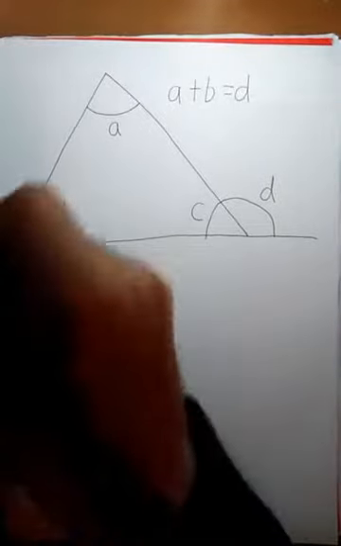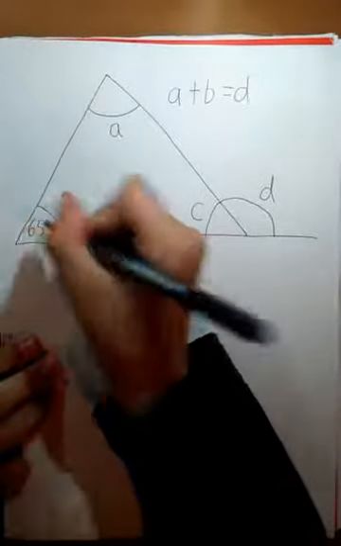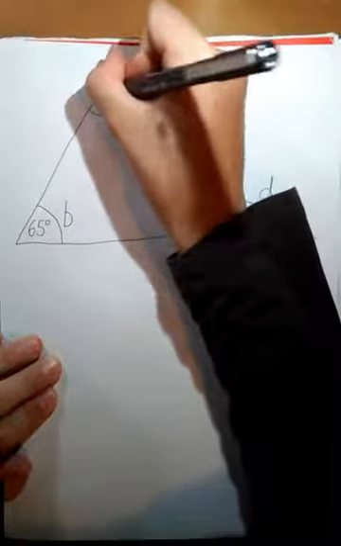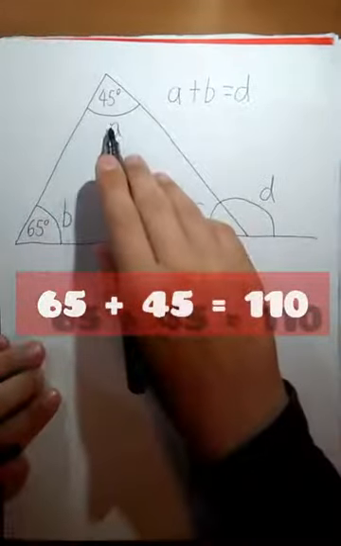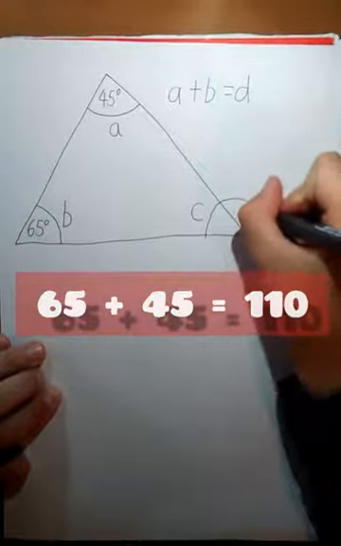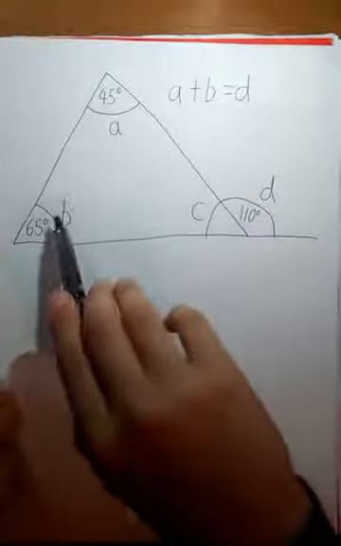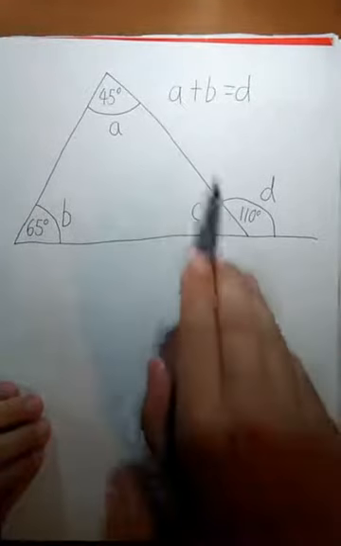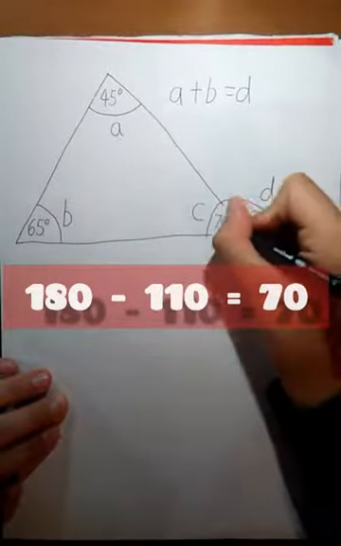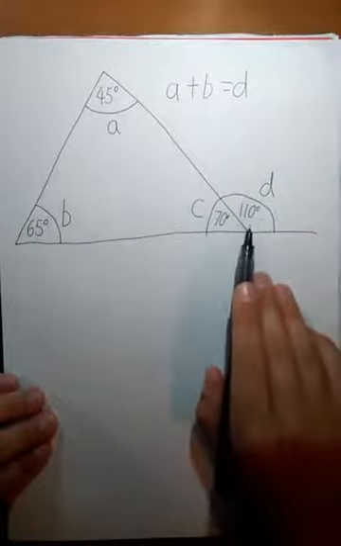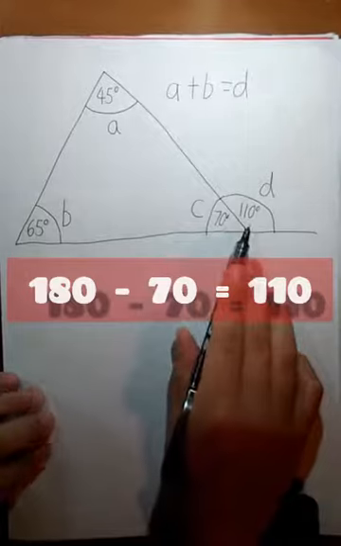So, let's say this angle was 65 degrees and this angle was 45 degrees. 65 plus 45 equals 110 degrees. To prove it, we know A and B is 110 degrees, and then to figure out C, we'll do 180 degrees minus 110 degrees, and that equals 70 degrees. And to check that D is 110 degrees, we know that this angle is 180 degrees, and 180 minus 70 is 110.